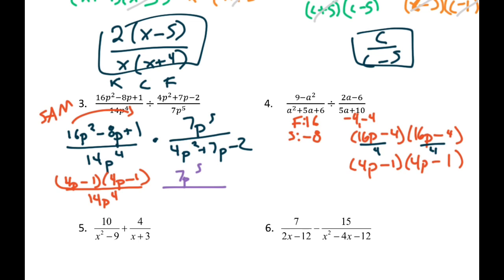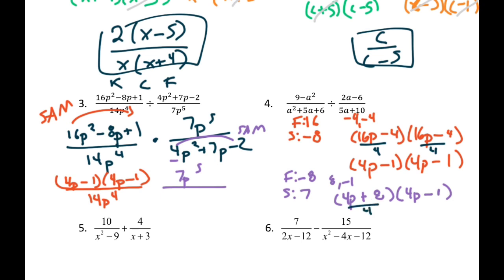And on the bottom right, we're going to factor using SAM again, because there's a number in front of our squared term. So we multiply the 4 times the negative 2, so we're going to find factors of negative 8 that have a sum of positive 7. So that would be a positive 8 and a negative 1. So because it's a 4 in front, it'll be a 4p minus 8 and a 4p plus 8, 4p minus 1. And then I can reduce the first parenthesis by 4. So this will factor into a p plus 2 and a 4p minus 1.